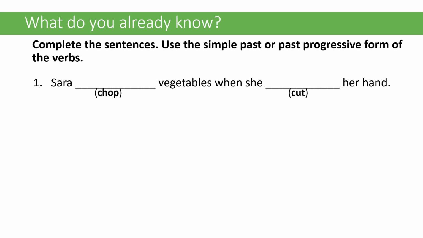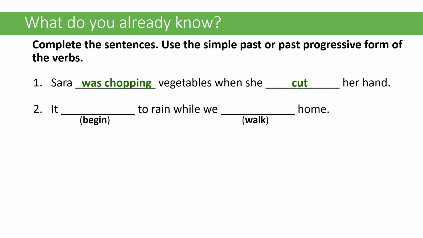So the first one: Sarah was chopping vegetables when she cut her hand. Remember, cut is an exception because it is an irregular verb. So it began, another exception, to rain while we were walking home.